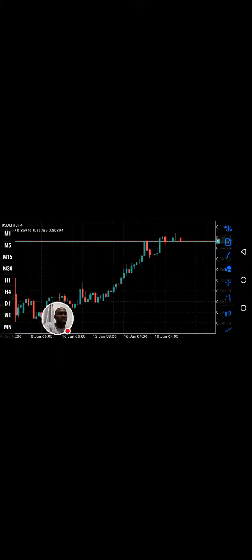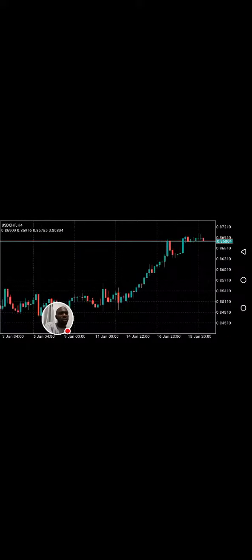So it's very important that you know how these pairs correlate. So USD CHF. Let's look at USD CHF. I'm expecting to see a bearish setup on USD CHF. So you can see what we have here. This is the 4 hour, but let's start with the weekly.